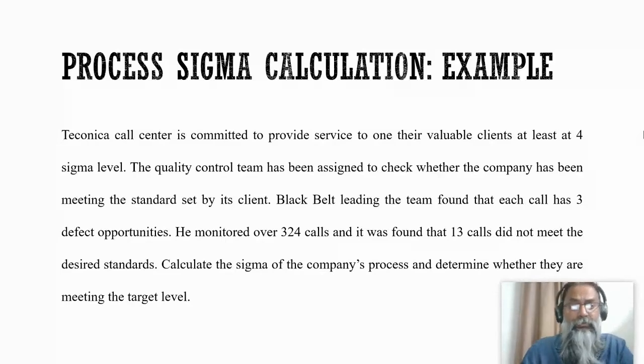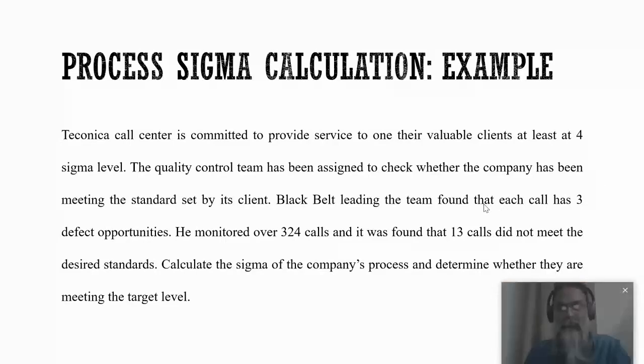The quality control team has been assigned to check whether the company has been meeting the standard set by its client. Blackwell, leading the team, found that each call has 3 defect opportunities. He monitored over 324 calls, and it was found that 13 calls did not meet the desired standards. Calculate the sigma of the company's process and determine whether they are meeting the target level. So let's try to solve this problem. We try to calculate the sigma level of the process of this call center.